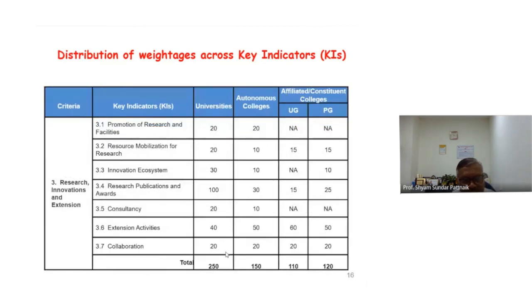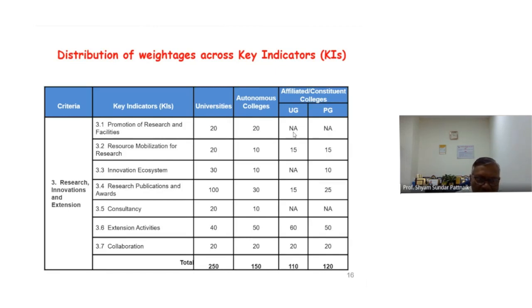The third one is research innovation, the research innovation and extension, or the outreach services, what do we say? If you see here, it has 7 components. The key indicators are 7 here. So the first component is the facilities and the policies. What are the facilities you are having, and what are the policies which the university or the colleges have framed to facilitate the research ecoculture in the institute.